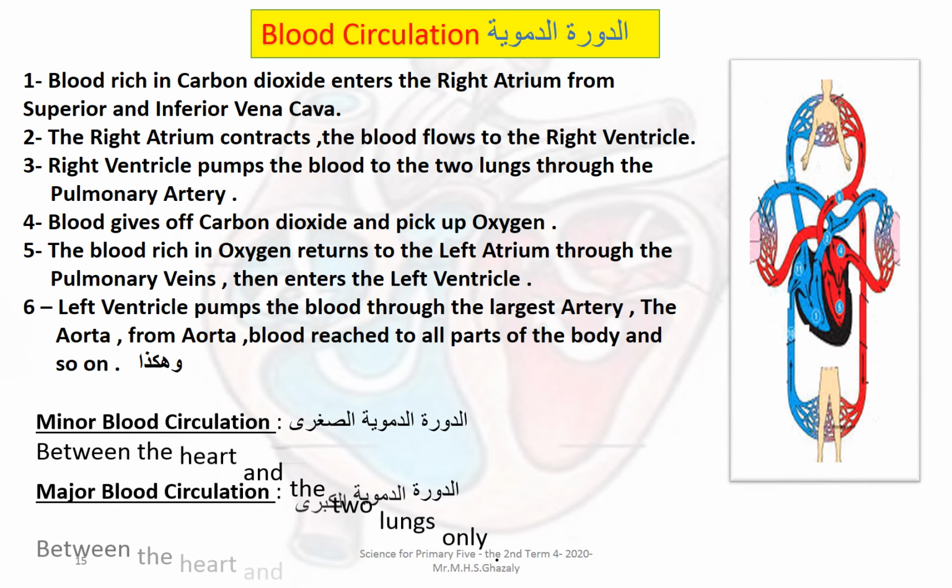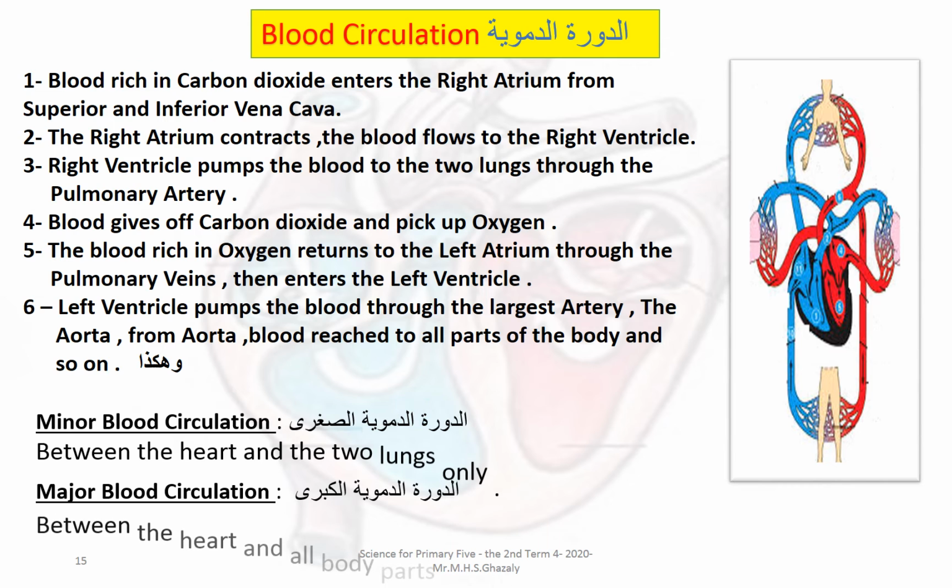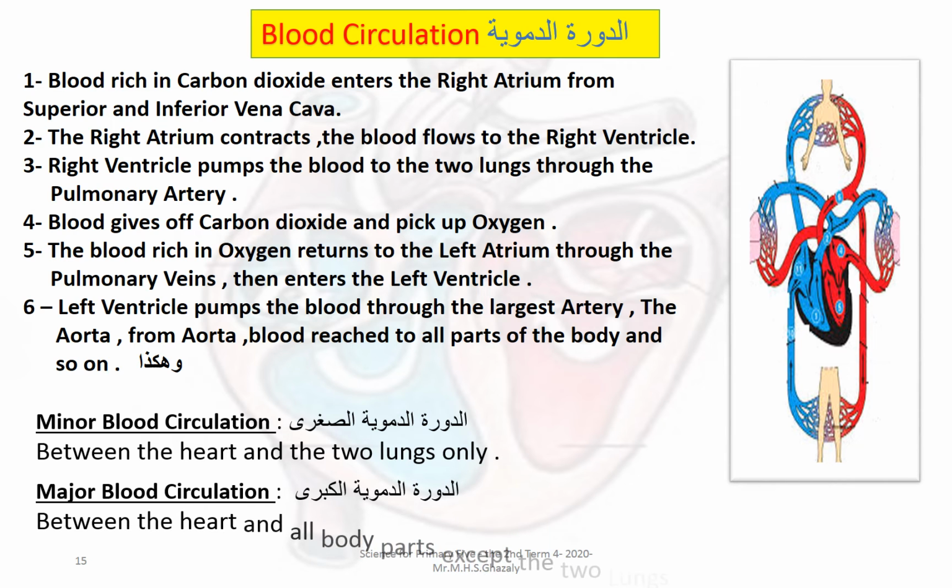Minor blood circulation is between the heart and the two lungs only. Major blood circulation is between the heart and all body parts except the two lungs.